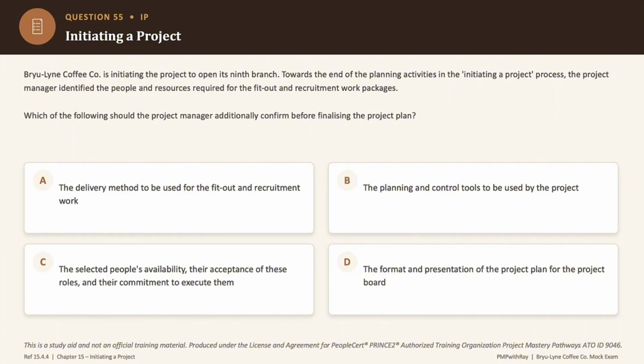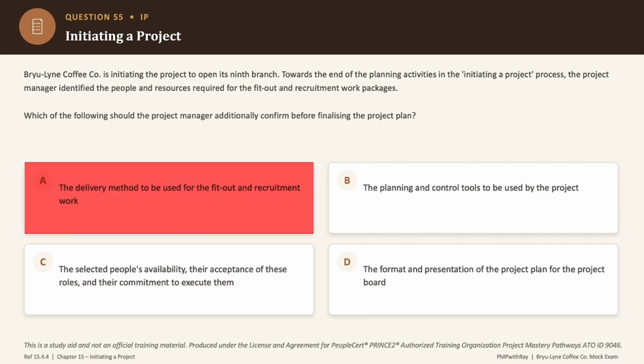Now the delivery method, the planning tools, and the format of the plan all get settled earlier in the process, okay? They are not the missing pieces here. So that makes option A, option B, and option D incorrect answer choices.